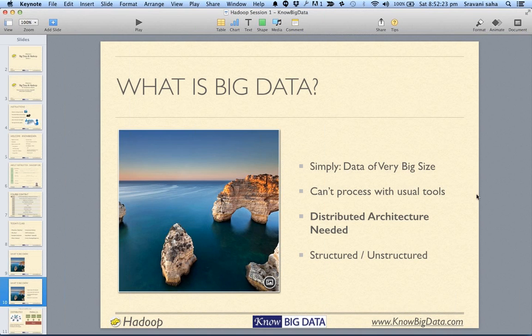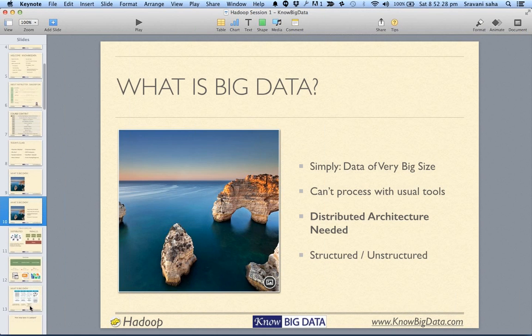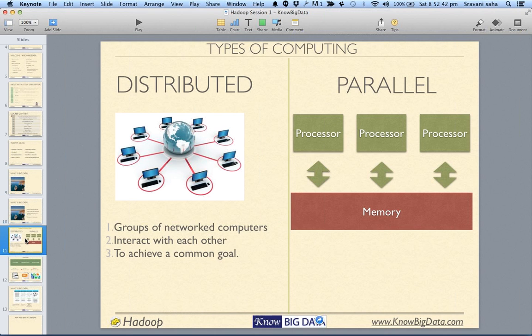All right. Now we talked about distributed architecture. What does it mean by distributed architecture? A distributed architecture means getting your work done via a multitude of computers simultaneously. You form the group of computers which are networked together. They can interact with each other and they all achieve the same goal.